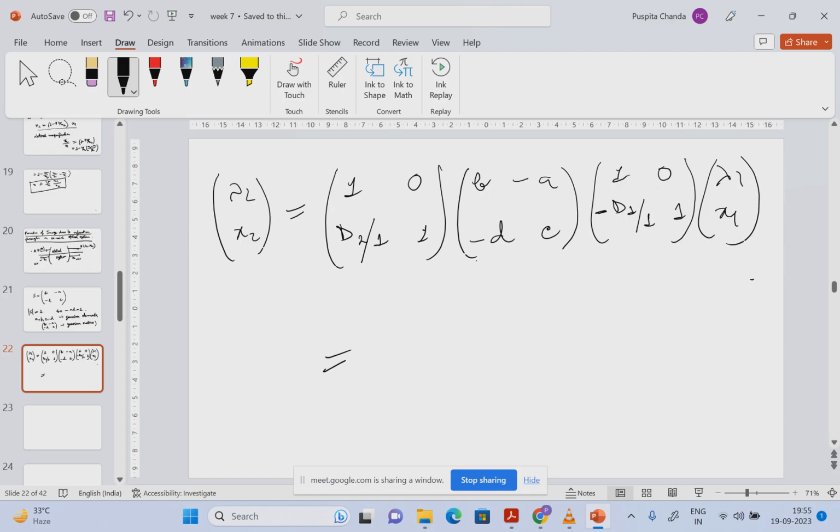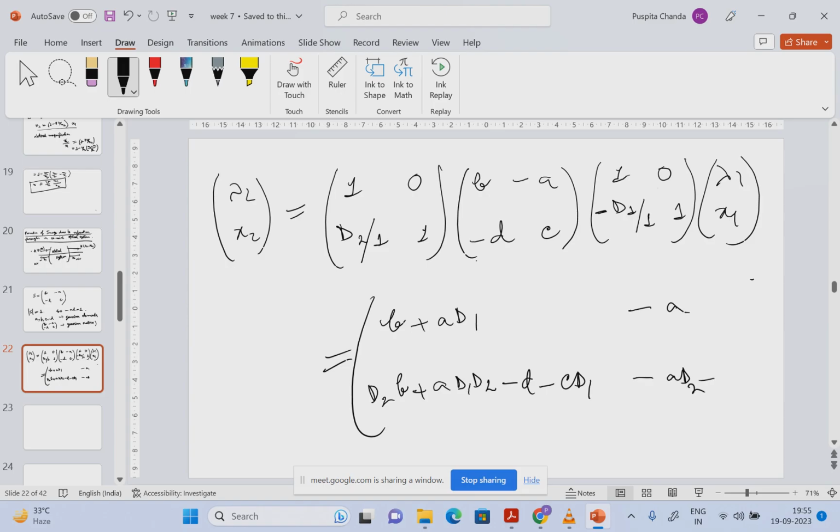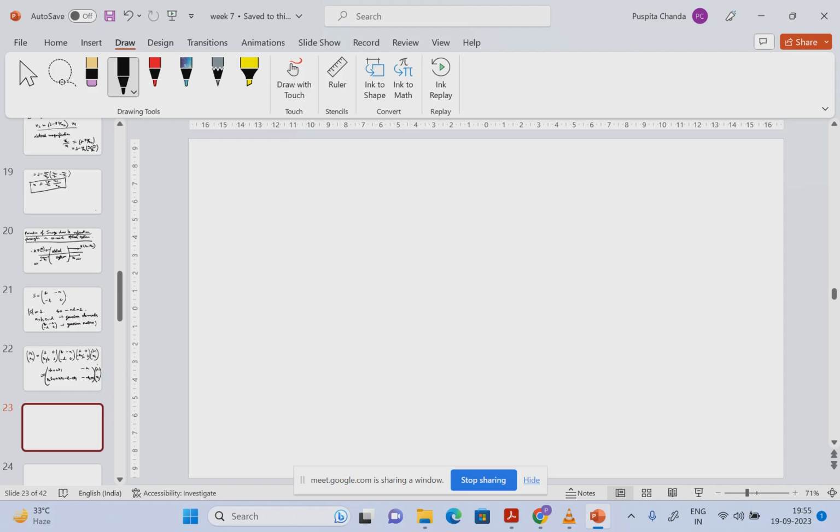After all this multiplication, this term will be like this: 2b plus a d1 d2 minus b minus c d1 is minus a d2 plus c lambda 1 x1. Right? So again, the assumption is the same as the previous one for an axial point object.